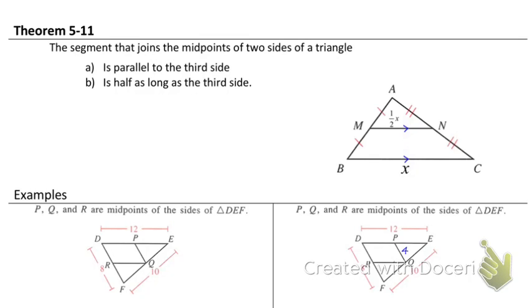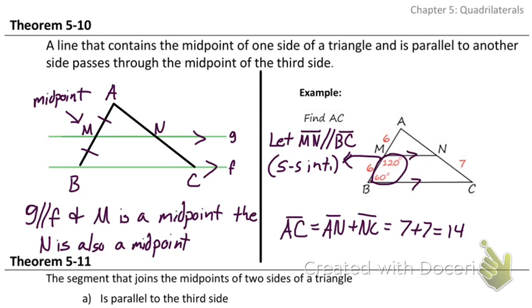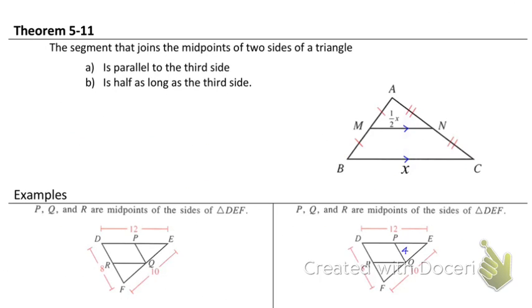All right, theorem 5.11, the segment that joins the midpoints of two sides of a triangle. This is basically based upon the other one. So the one before said if two lines are parallel and it goes through one midpoint, it goes to the other midpoint. This one says, hey, if we have a line going through both midpoints, it is both parallel to the third side and it is half as long as the third side. This is only true if this is a midpoint, and N also has to be a midpoint for this to be true.